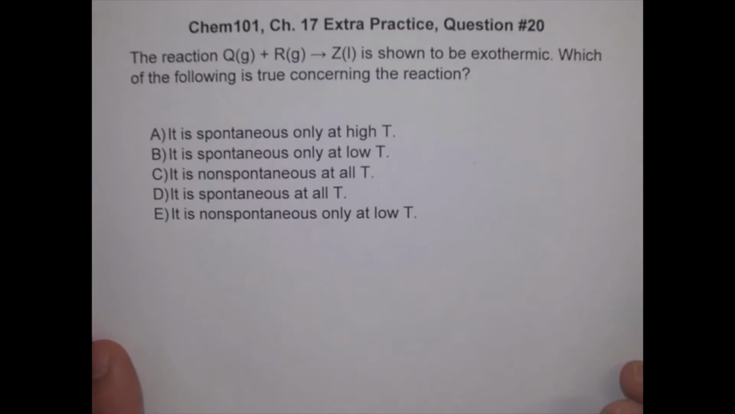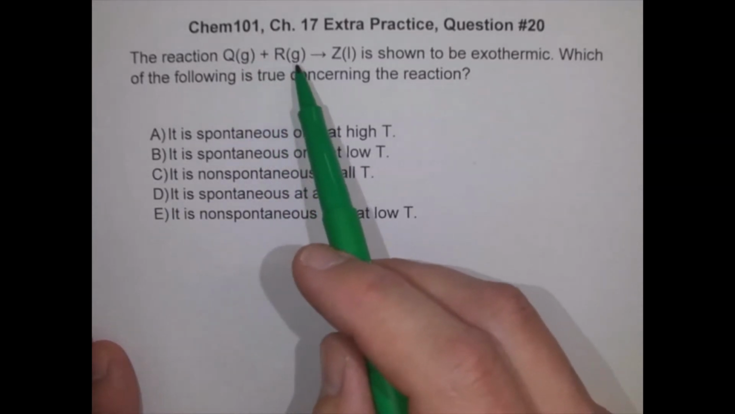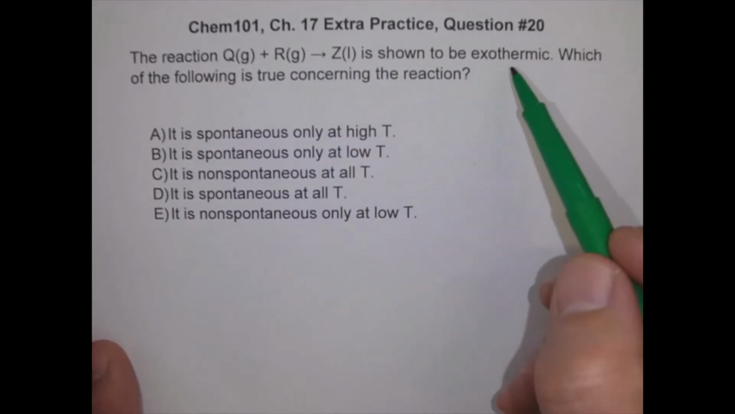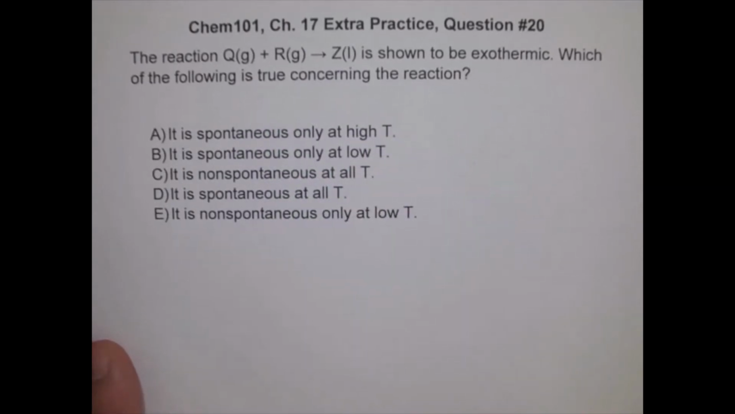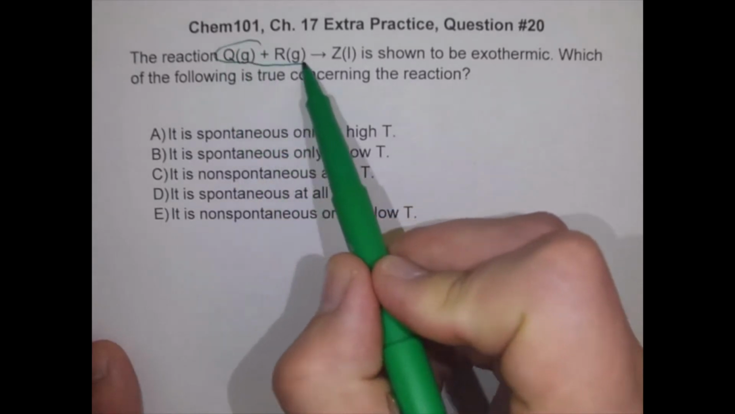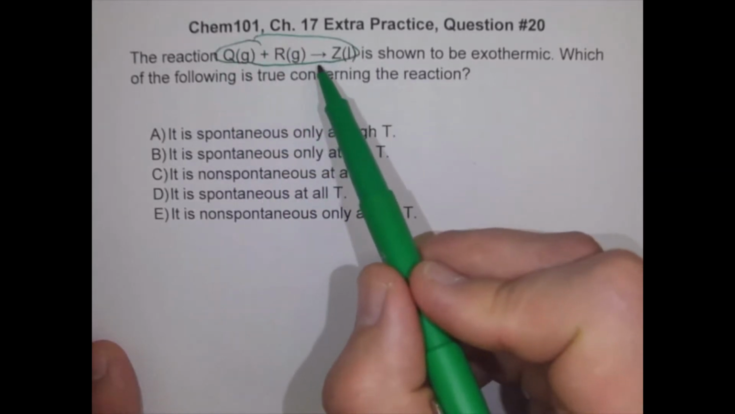Okay, so this says the reaction Q in the gaseous phase reacting with R in the gaseous phase produce Z in the liquid phase, and it's shown to be exothermic. Which of the following is true concerning this reaction? A couple things we want to notice about this reaction. First of all, that we're going from gaseous reactants to a liquid product.